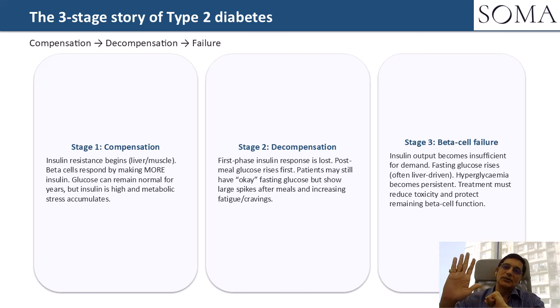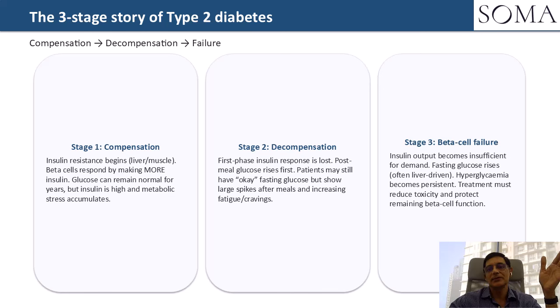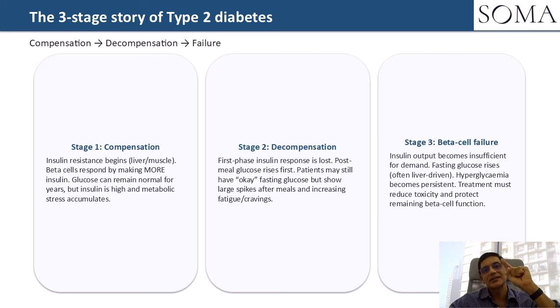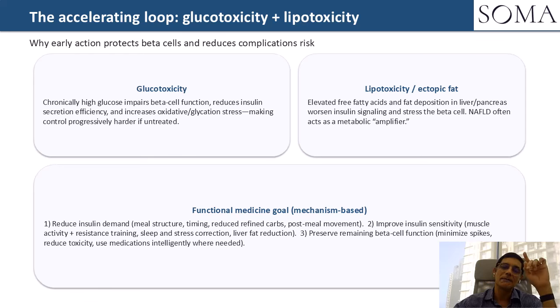As the process continues, hepatic insulin resistance becomes more established and fasting glucose begins to rise as well, because the liver keeps producing glucose overnight and in between meals. So the pattern often moves from normal fasting glucose with post-meal spikes to elevated fasting glucose to persistent hyperglycemia throughout the day. At the same time, high glucose and high fatty acids create a toxic environment for beta cells, and that is what we mean by glucotoxicity and lipotoxicity.